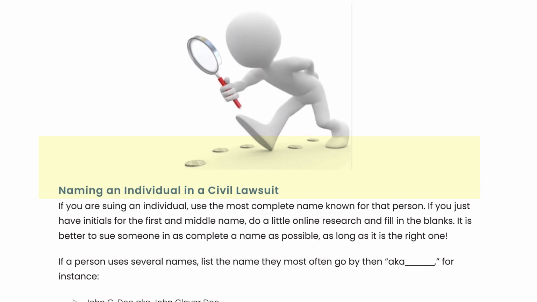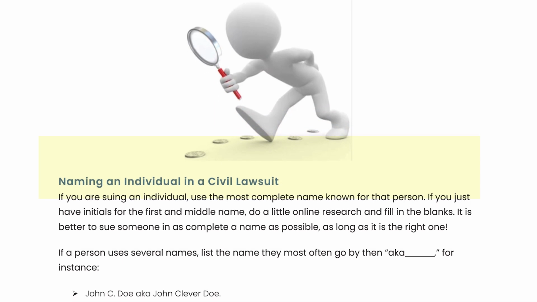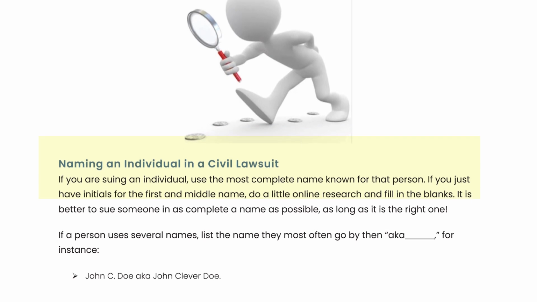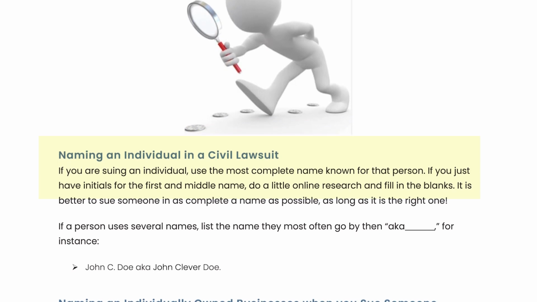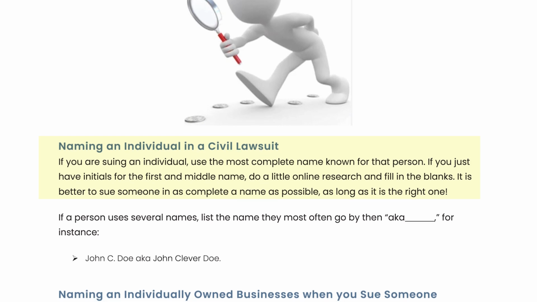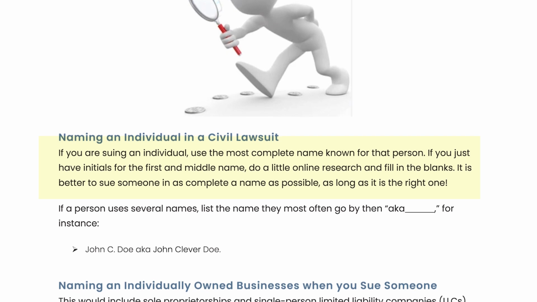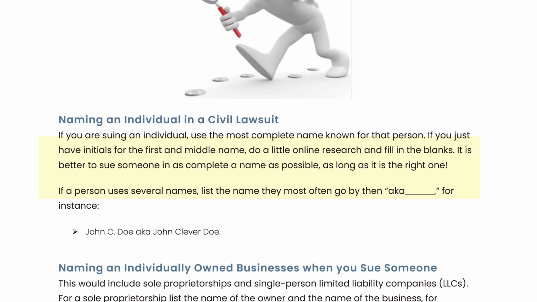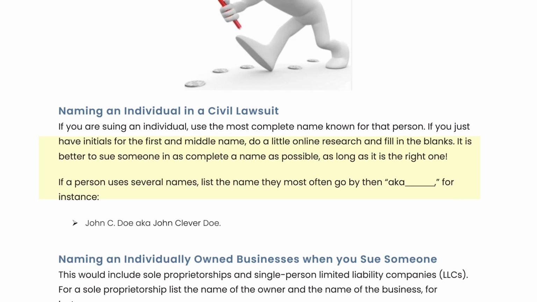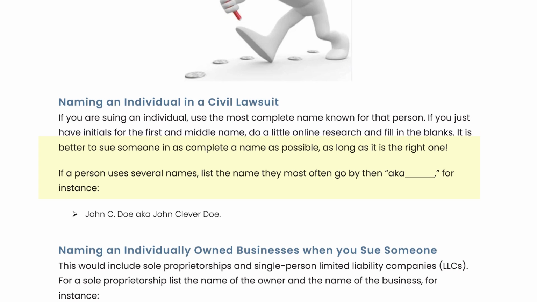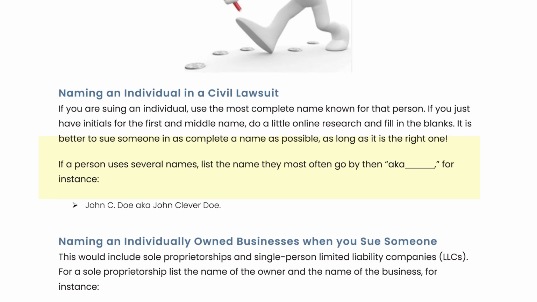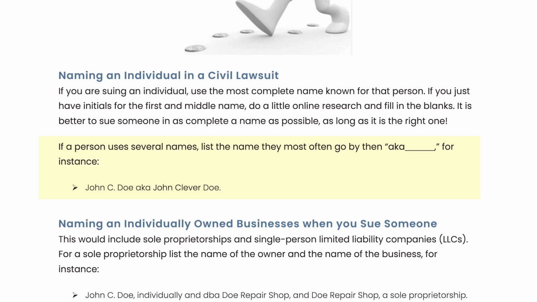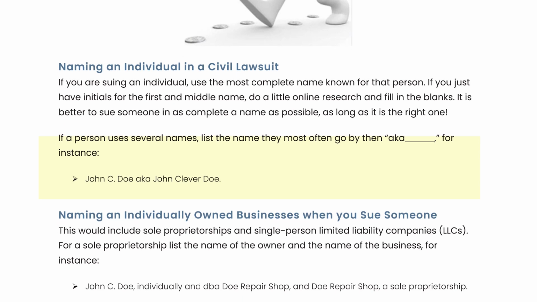Naming an individual in a civil lawsuit. If you are suing an individual, use the most complete name known for that person. If you just have initials for the first and middle name, do a little online research and fill in the blanks. It is better to sue someone in as complete a name as possible, as long as it is the right one. If a person uses several names, list the name they most often go by then, aka, for instance, John C. Doe aka John Clever Doe.